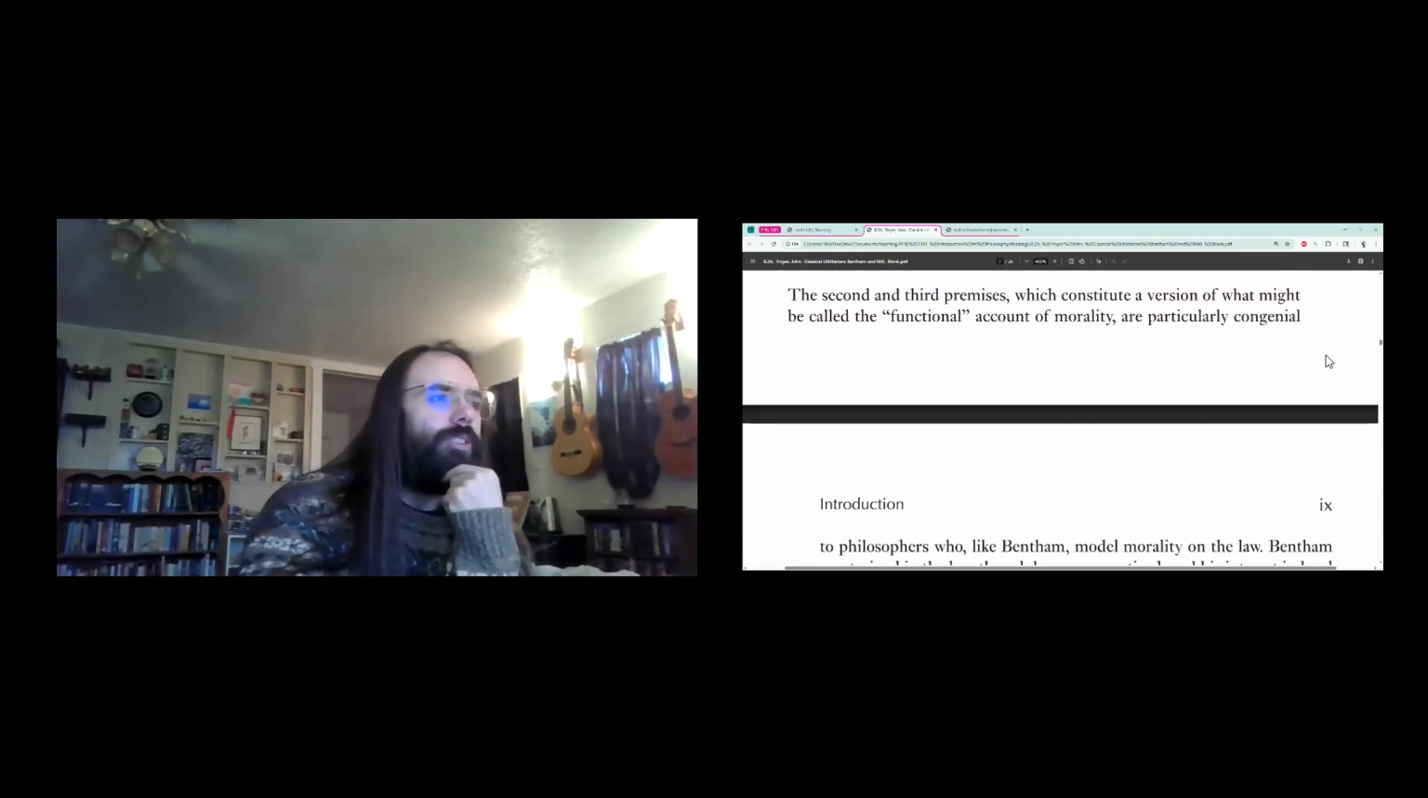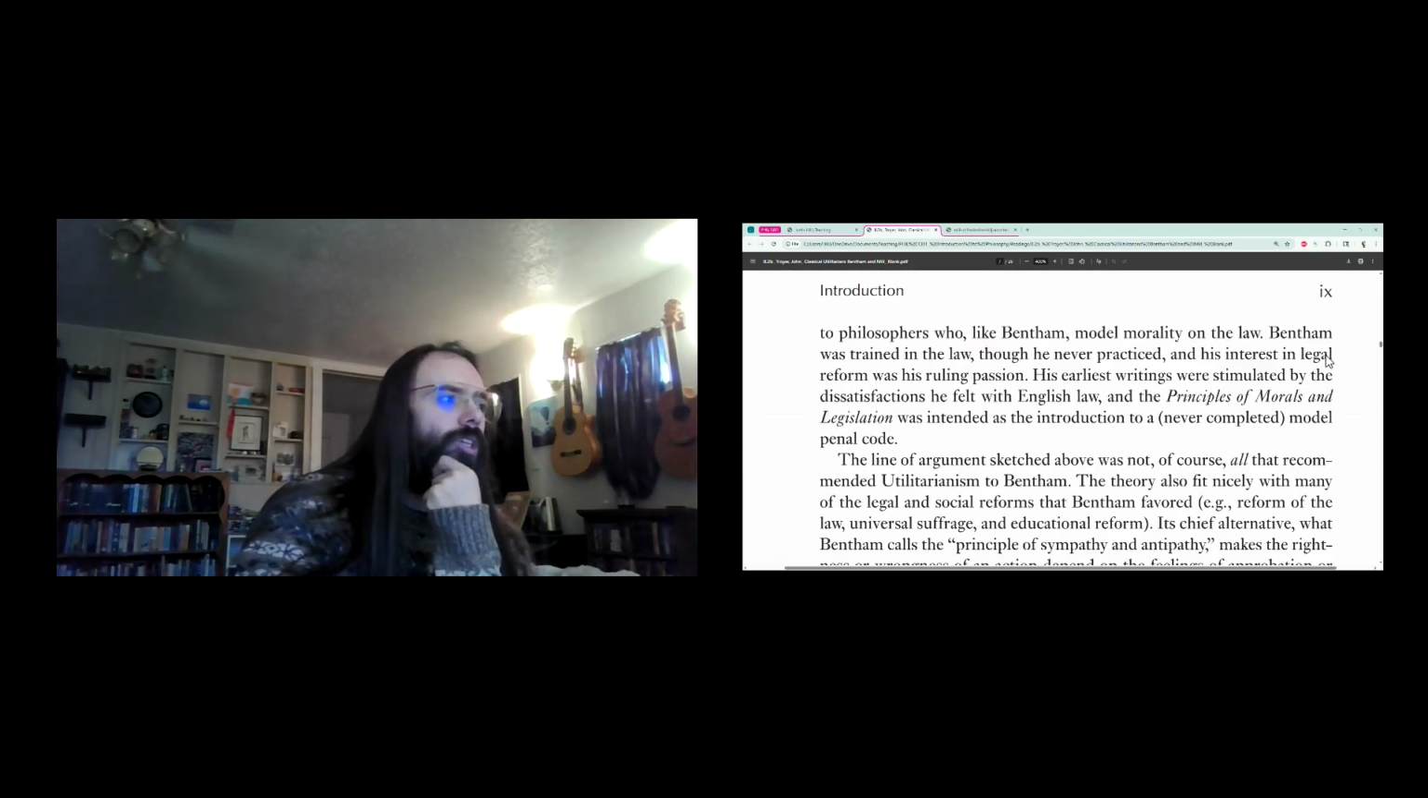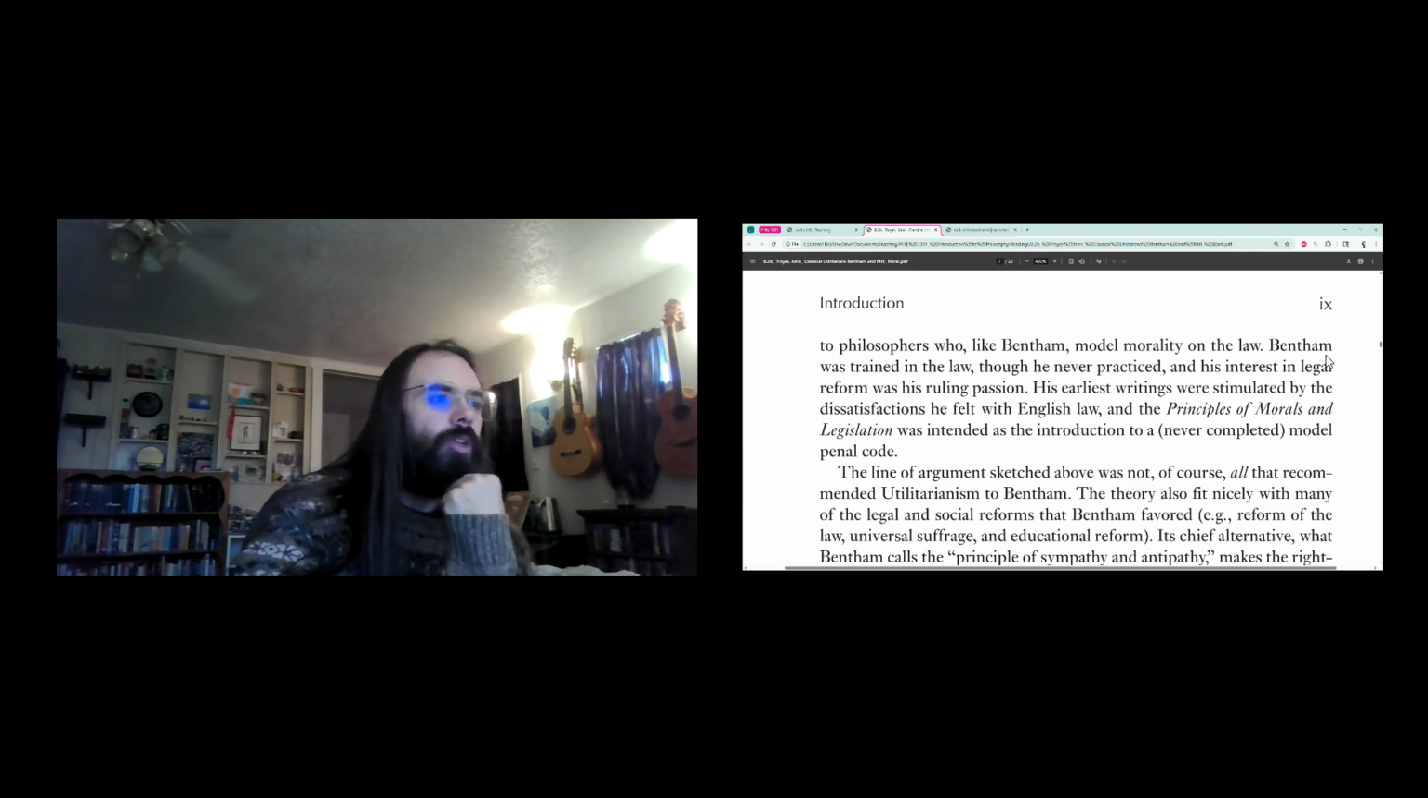The second and third premises, which constitute a version of what might be called the functional account of morality, are particularly congenial to philosophers who, like Bentham, model morality on the law. Bentham was trained in the law, though he never practiced, and his interest in legal reform was his ruling passion.